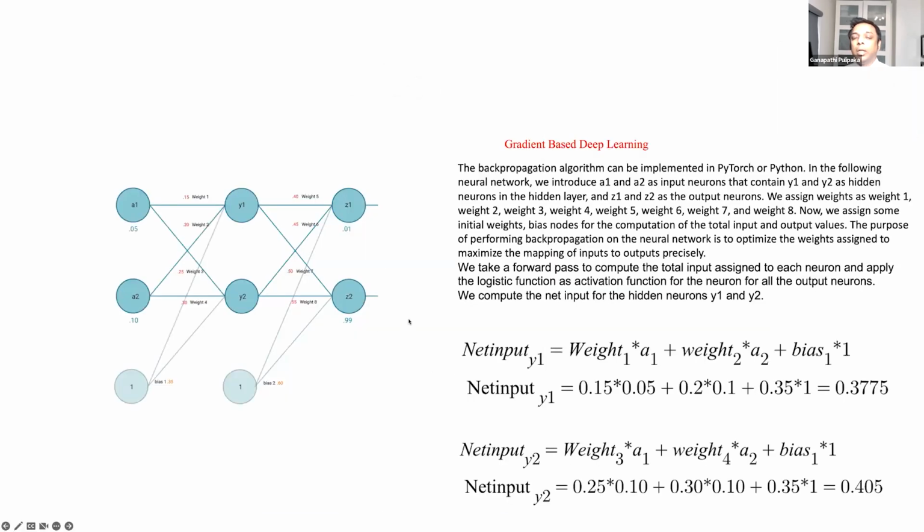But for now, let's say that I'm going to activate the logistic function to compute the net input y1. So I'm going to initially compute the net input y1, which is the hidden layer, also known as the processing layer.